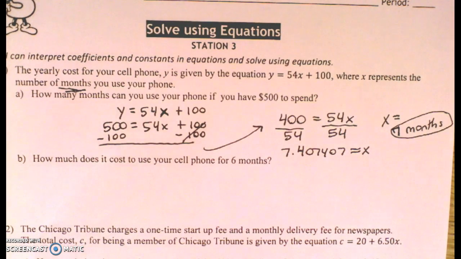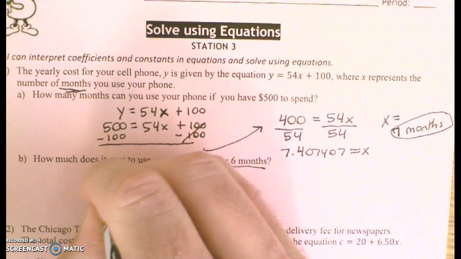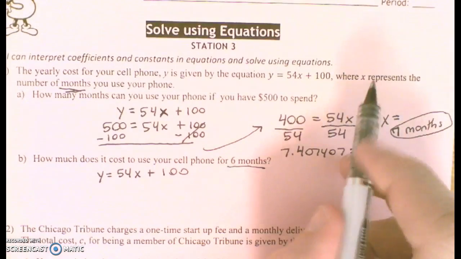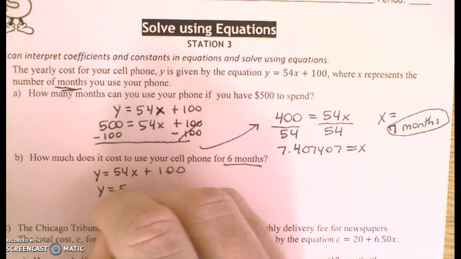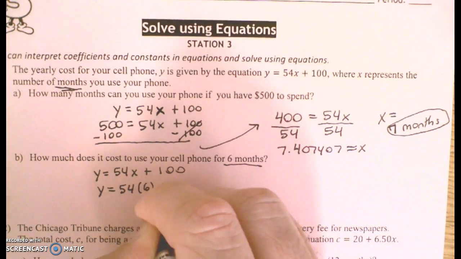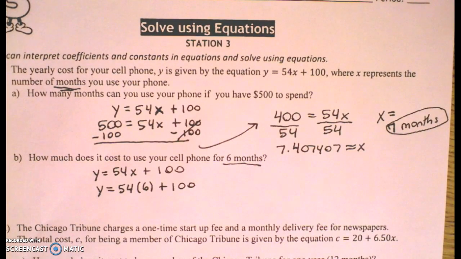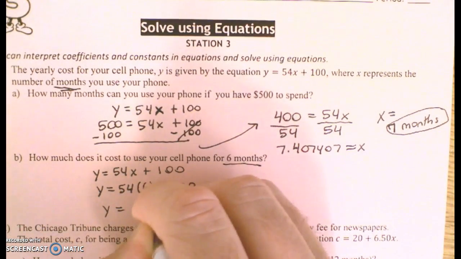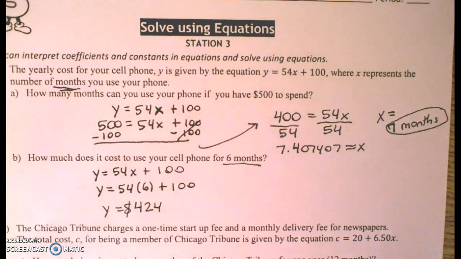So now the next question says, how much does it cost to use your phone for 6 months? So remember, start with your equation and then interpret the pieces of the equation. Remember, x represents months. So I'm going to plug in months in for x. So y equals 54. When you have a number next to a letter, it means multiply. 54 times 6 is 324. And if you add 100, it gives you $424. Okay, let's try some other problems.